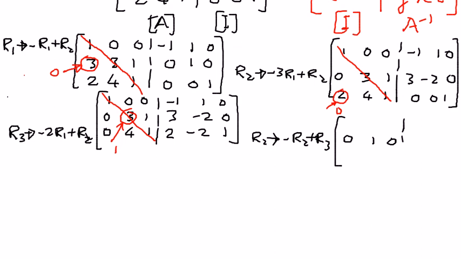We'll partition this, and then on the right hand side of the partition we will have negative 1, 0, 1, and in the first row we have 1, 0, 0. We didn't change anything there. Then we have negative 1, 1, 0 there, and in the third row we have 0, 4, 1, and then we have 2, negative 2, and 1. So that is how it transforms when we do the row operation.